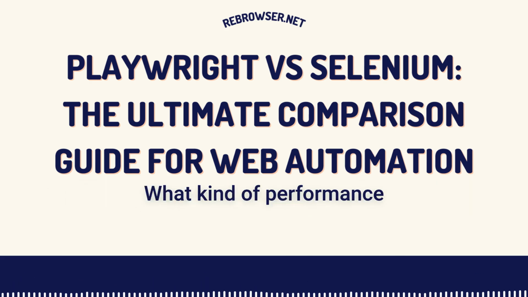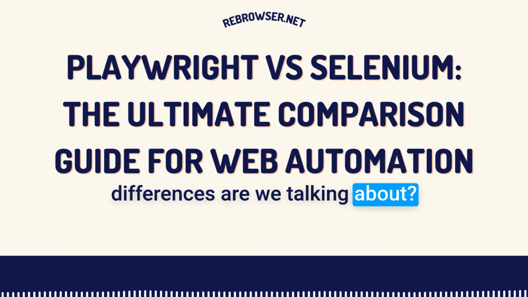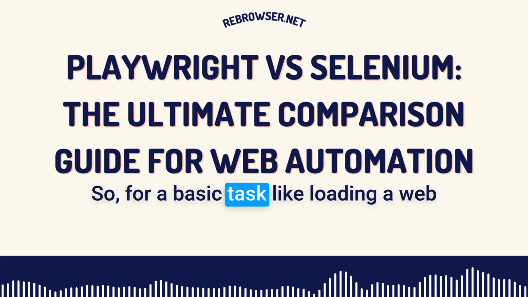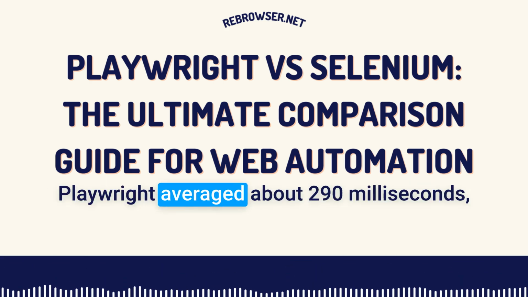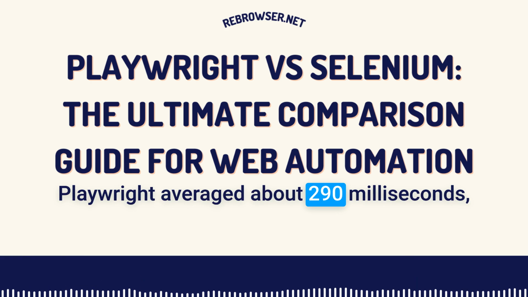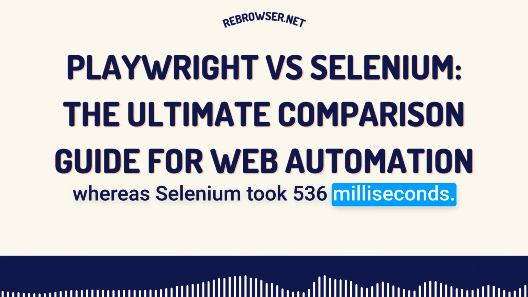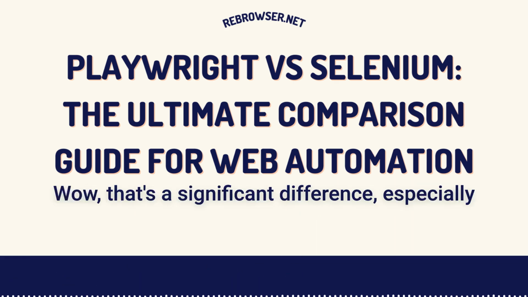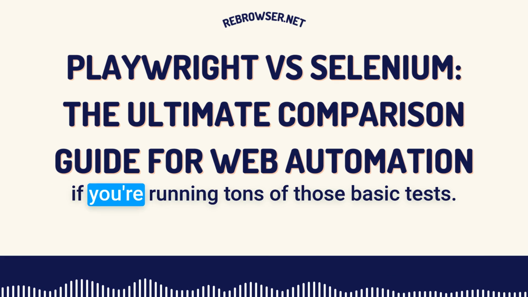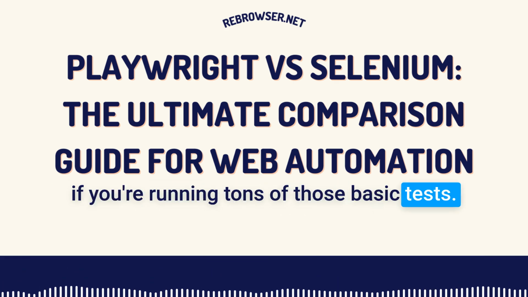Okay, break it down for us. What kind of performance differences are we talking about? So, for a basic task like loading a web page and doing a simple interaction, Playwright averaged about 290 milliseconds, whereas Selenium took 536 milliseconds. That's almost twice as fast for those fundamental checks. Wow, that's a significant difference, especially if you're running tons of those basic tests.